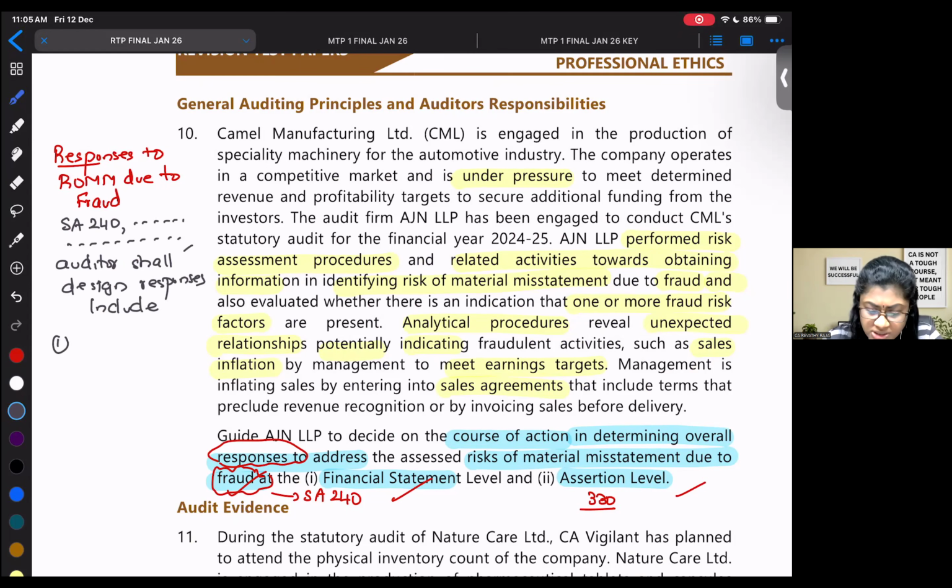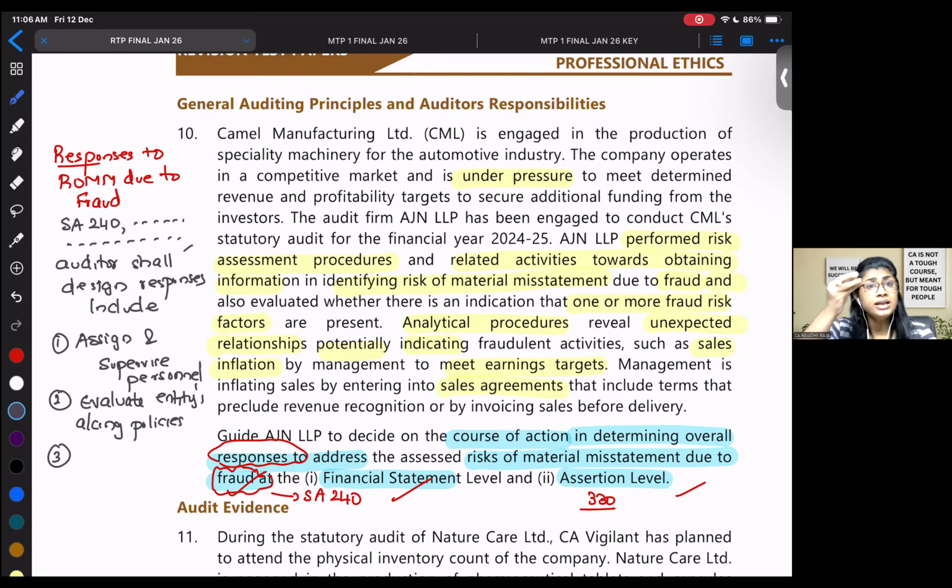There are 3 points. First, whenever there is a risk, you should assign and supervise the personnel. If you think there is a fraud in the audit, you should assign and supervise the personnel more in your audit. Second point, you will check whether the accounting policies have been applied properly. So evaluate the entity's accounting policies, its selection and application. Then, since you suspect fraud, you have to incorporate an element of unpredictability in designing the nature, timing, and extent of audit procedures. This is first one's answer.